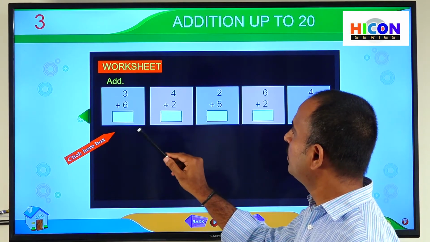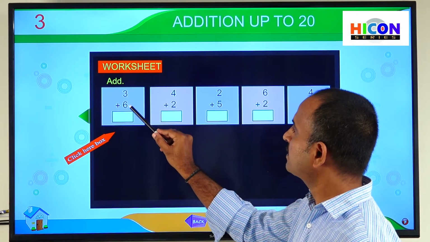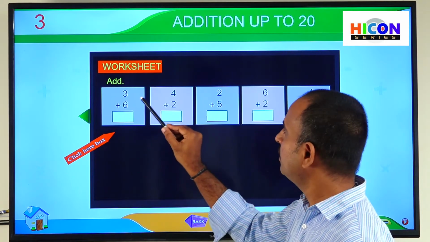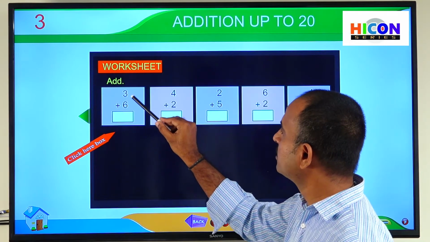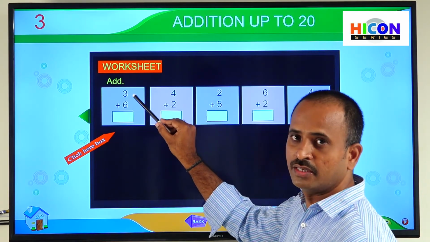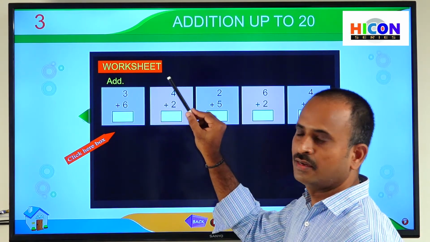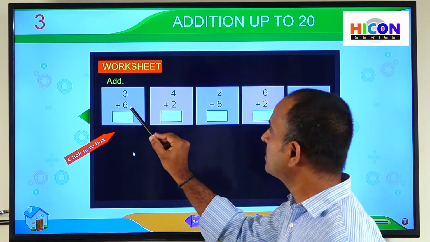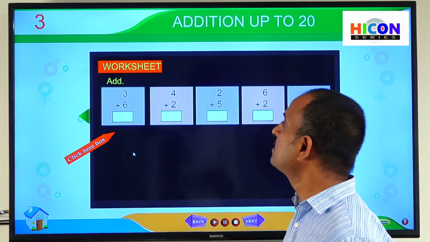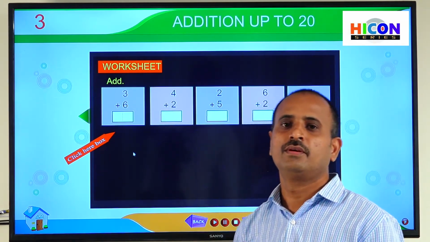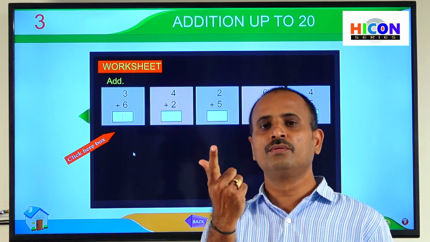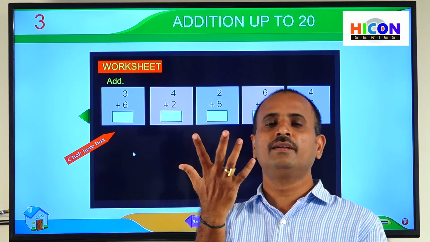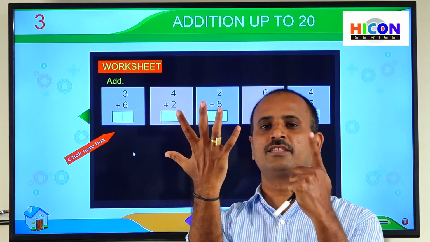See the first problem, 3 plus 6. Here the symbol represents plus and it is addition. That means we have to add these 2 numbers. The first number is 3 and the second number is 6. And we have to write the sum in the box given below. So here what is the second number? 6. So open 6 fingers of your hand. That is 1, 2, 3, 4, 5 and 6. So children, these are the 6 fingers.